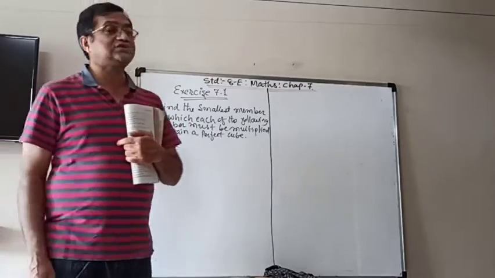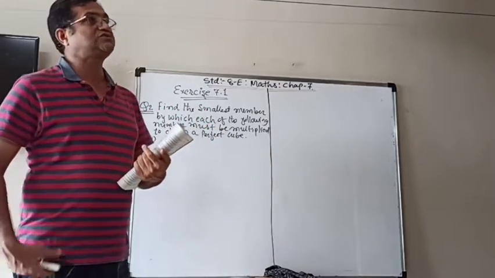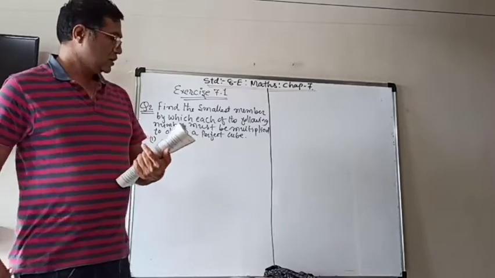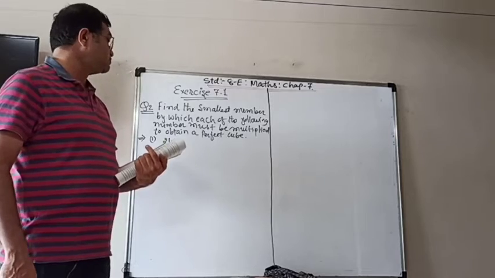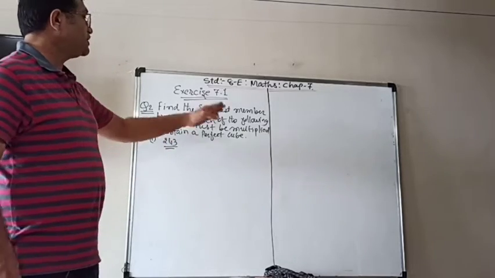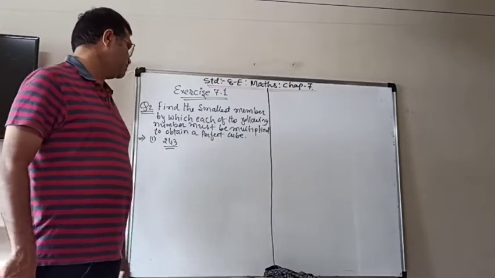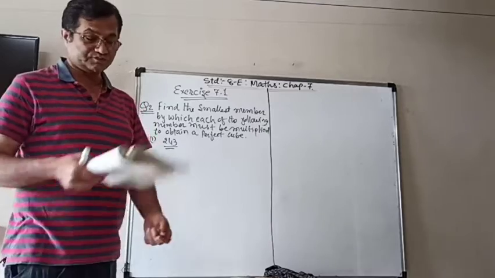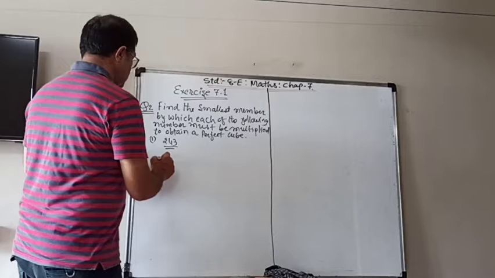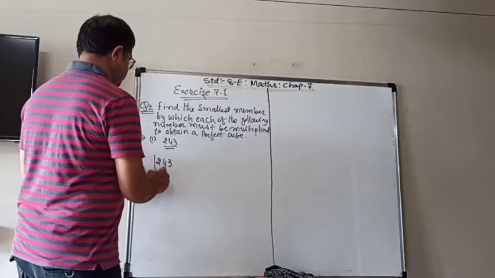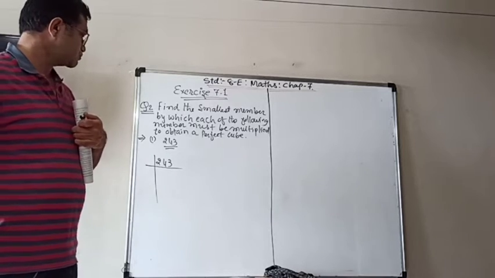We are going to start exercise, actually we already started exercise 7.1. Question 1 was done and we are going to start with question number 2. It says: find the smallest number by which each of the following numbers must be multiplied to obtain a perfect cube. So we already learned about it. So let's find the prime factors by the prime factorization method, the division method.